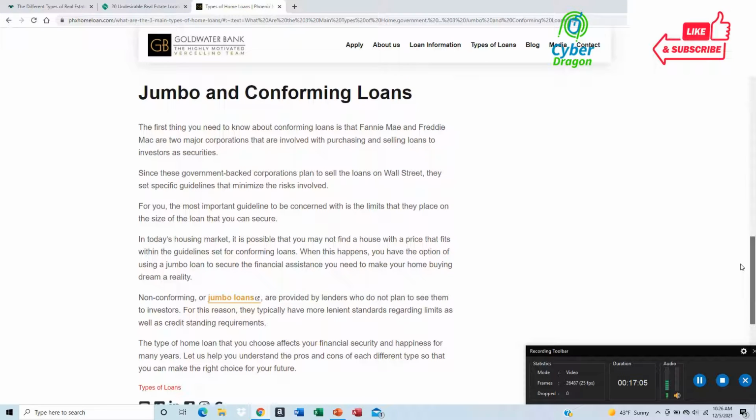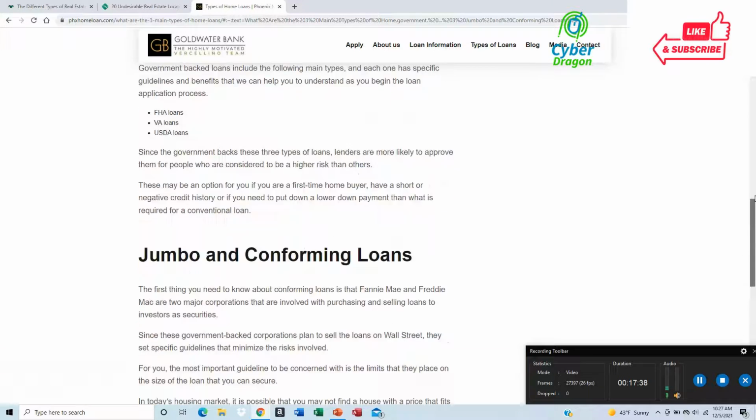Okay, what are jumbo conforming loans? Those loans are from Fannie Mae and Freddie Mac. They deal with purchasing and selling loans to investors as securities. In the housing market, you may not find a house with a price that fits within your guidelines, so it's an option. They have more lenient standards regarding limits as well as credit standard limits. Those are the types of loans you can deal with.